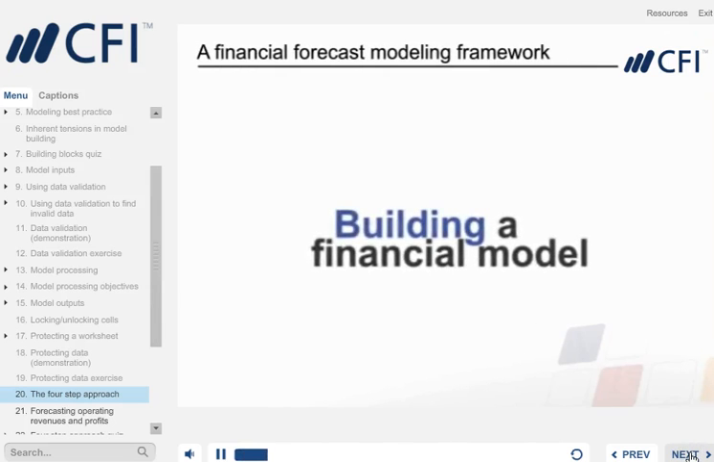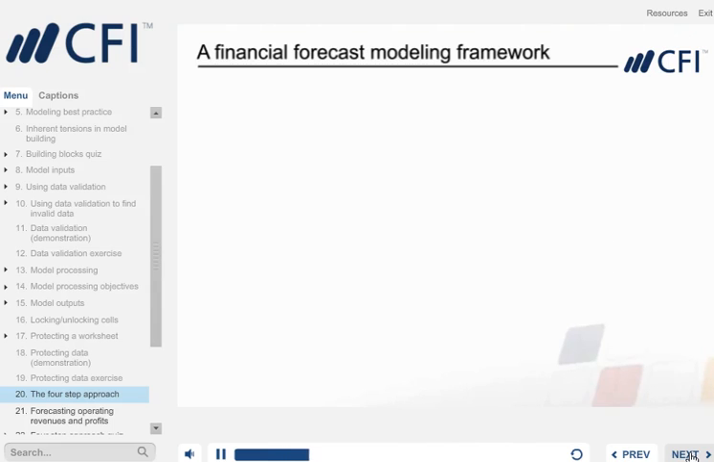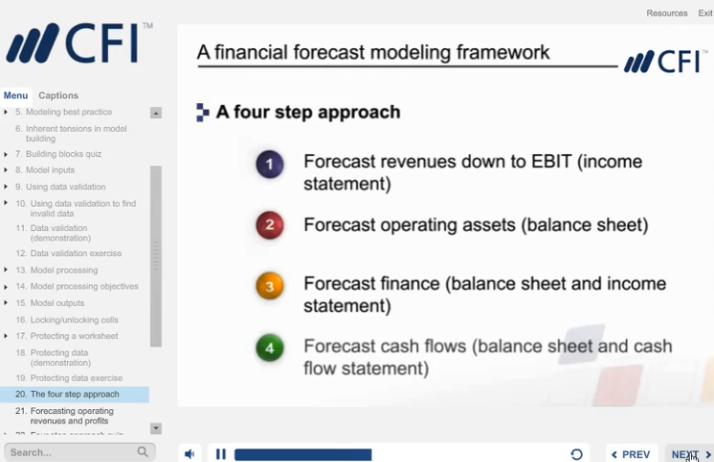Now that we've covered the building blocks, let's talk about actually building a financial forecast model. Over the next 4 sessions, we will build a complete set of financial statement forecasts, starting with the income statement. In this module, we're going to work on forecasting the income statement down to operating profit, or EBIT. Once we have completed this step, we will move to the balance sheet where we will forecast operating assets. We will then forecast finance, which has implications for both the income statement and balance sheet. Finally, we will derive a cash flow forecast.